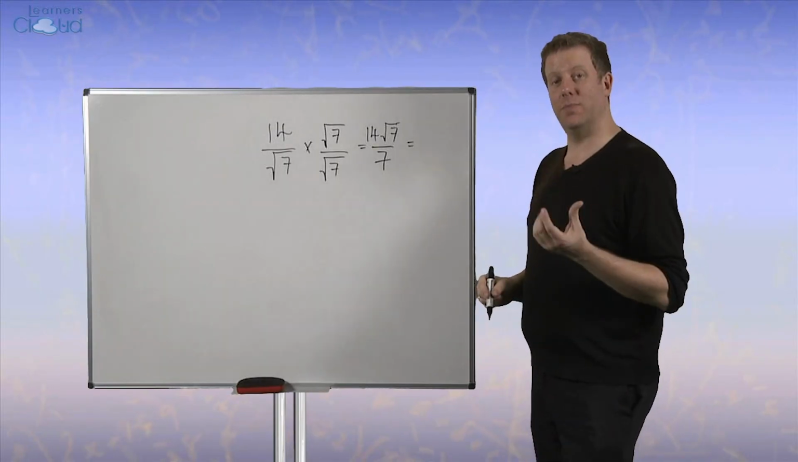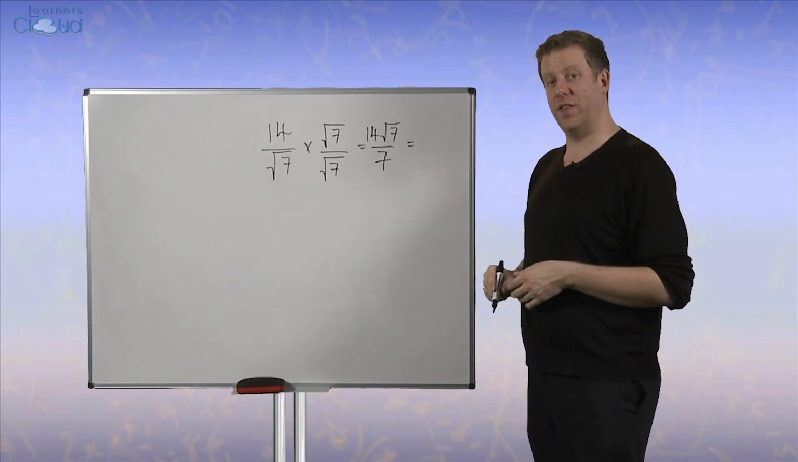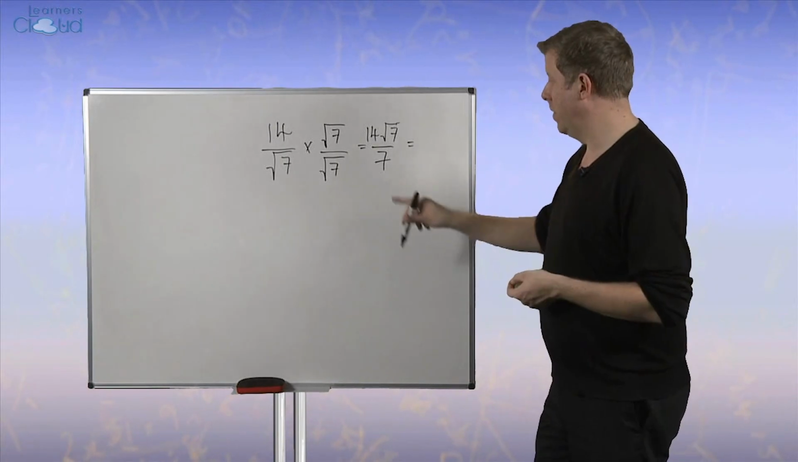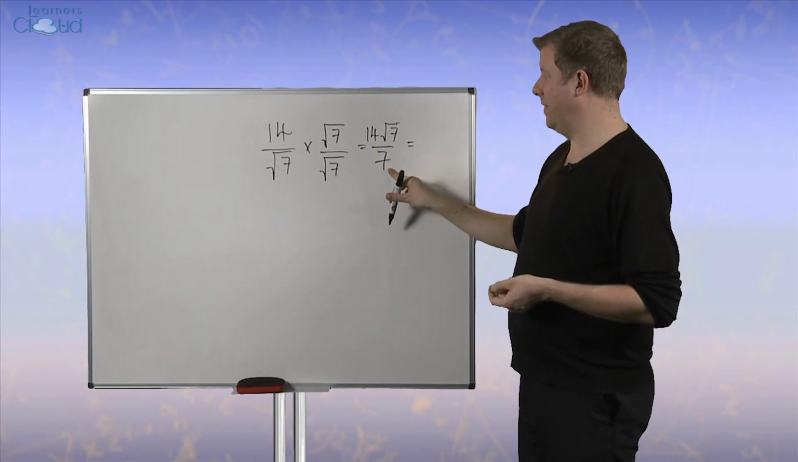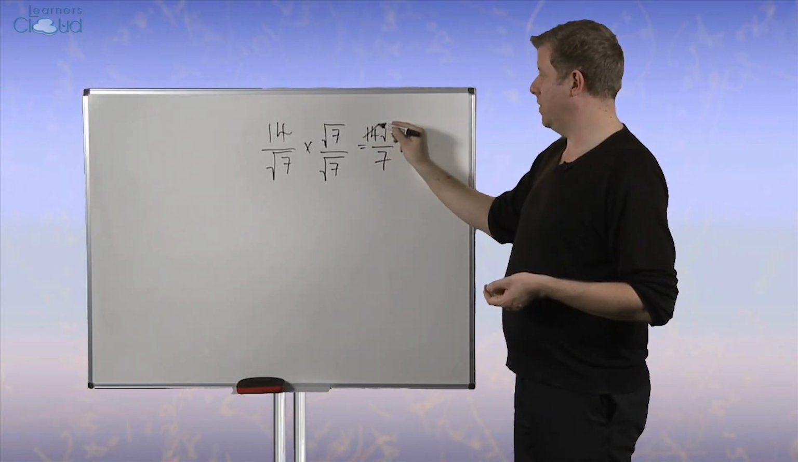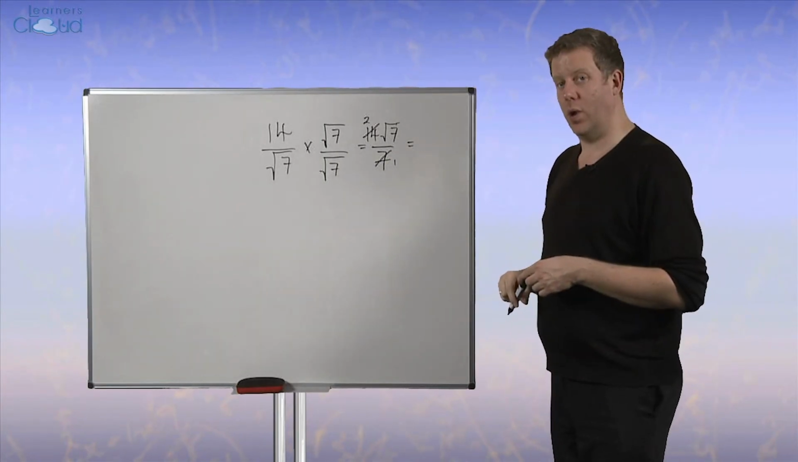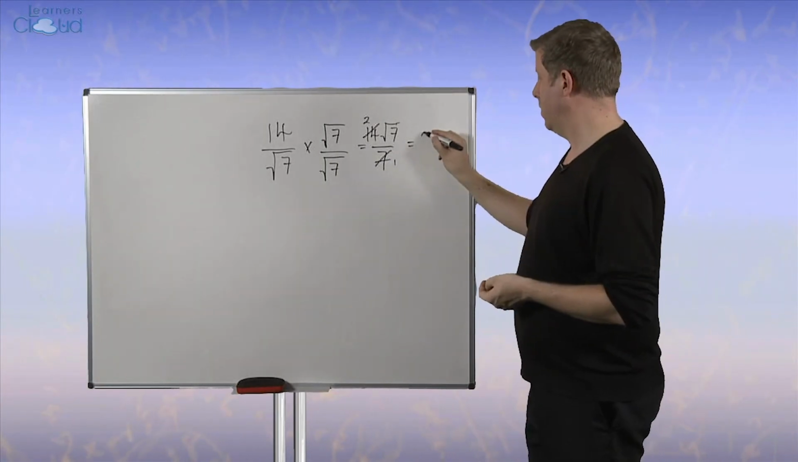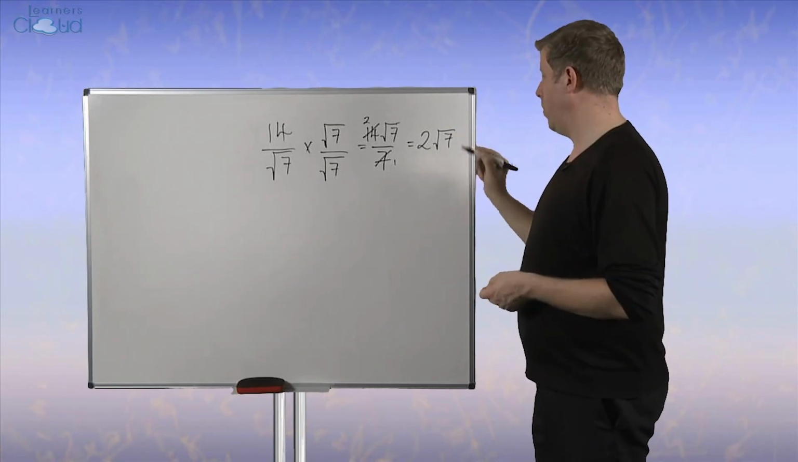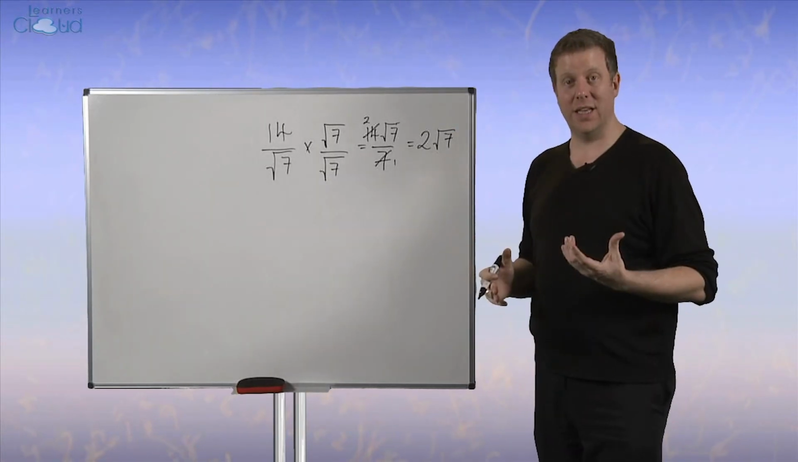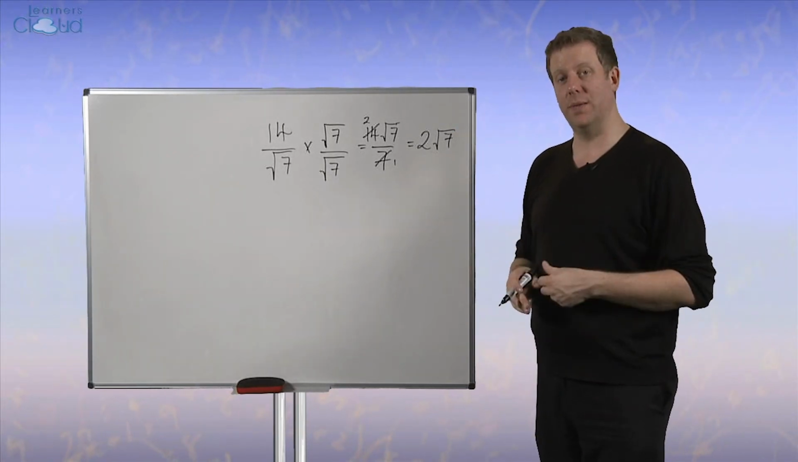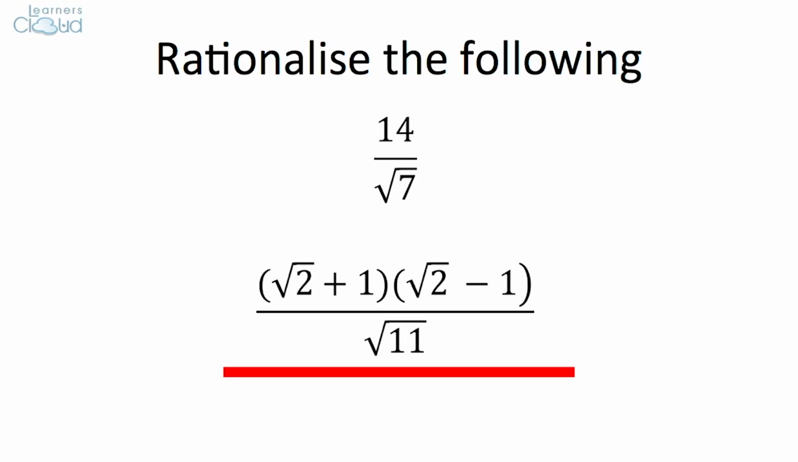Now this is where I said it's important to check if you can simplify the fraction, as we can in this one. 14 over 7 simplifies to 2 over 1. So our final answer would just be 2√7, as the denominator has been rationalised and also simplified to 1. So if we take a look at our next example, it's going to involve multiplying out some brackets and simplifying before we rationalise the denominator.